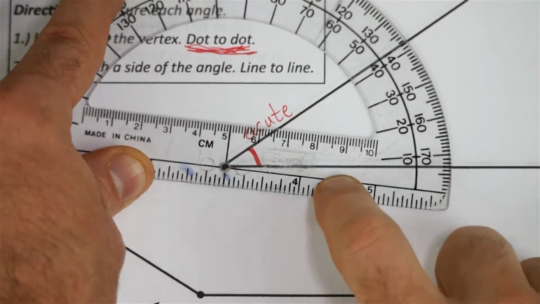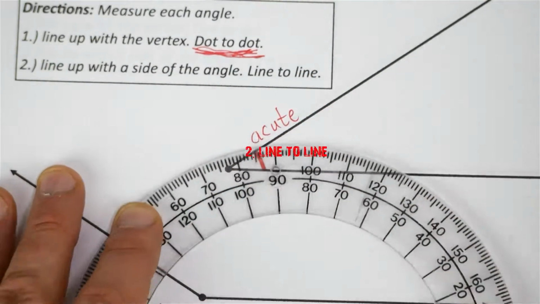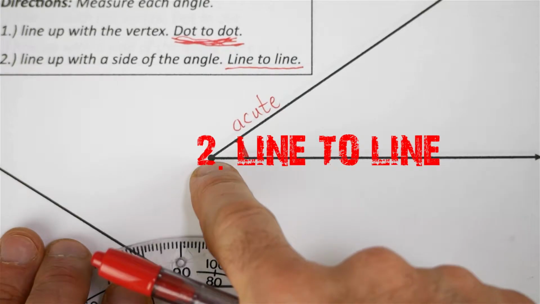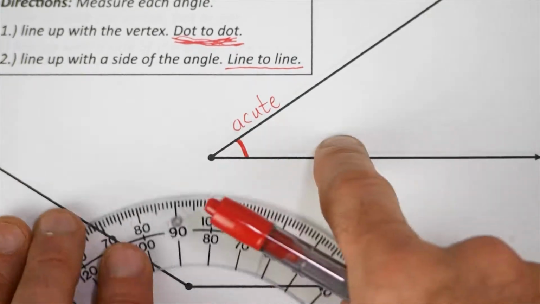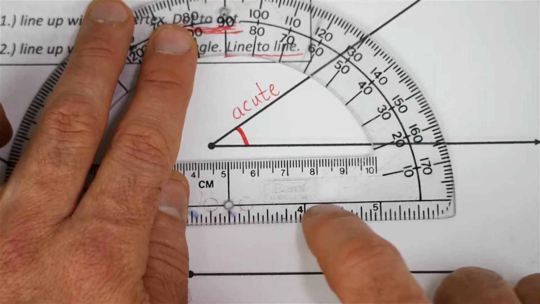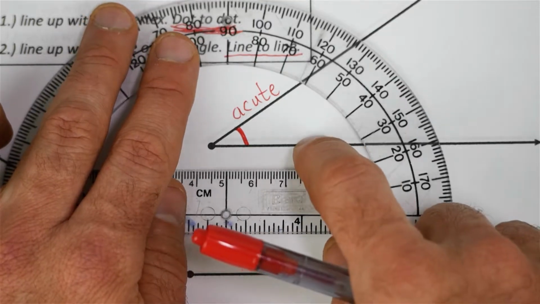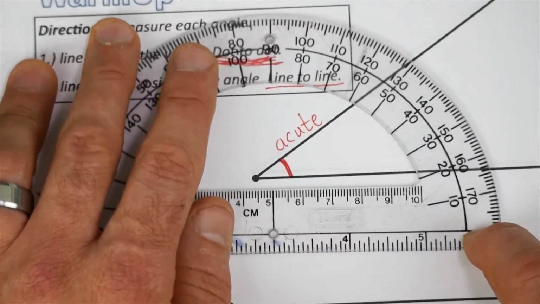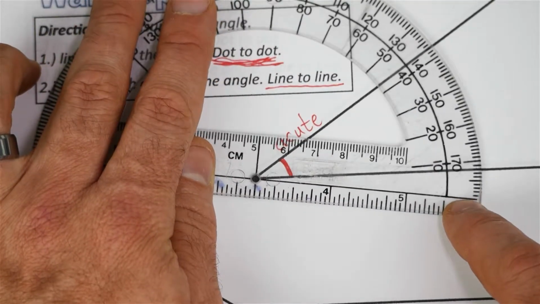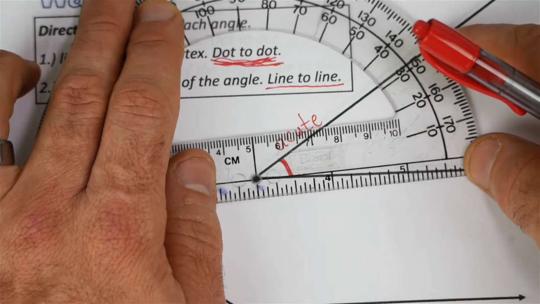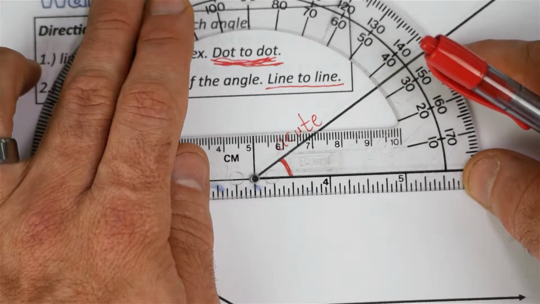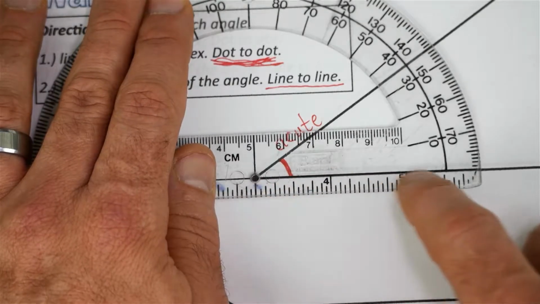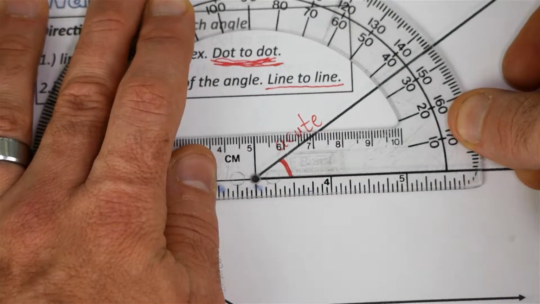The other thing that has to be considered is this second part right here, and it is line to line. So on your paper, you have this line, you have this ray right here. And on your protractor, there's a line right here. And so that line on the paper needs to be matched up to the line on the protractor. And so I go dot to dot, just like that. And then I'm going to go line to line. So I've got the dots matched up. I've got the lines matched up. Okay, just like that.